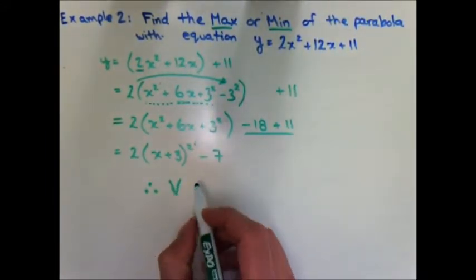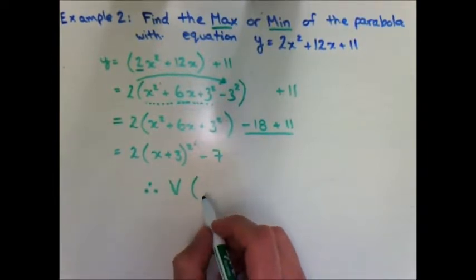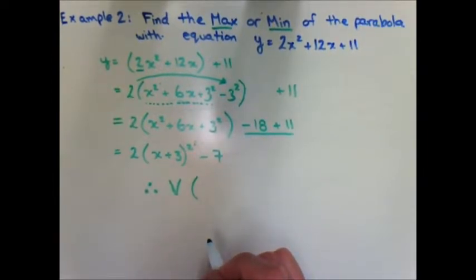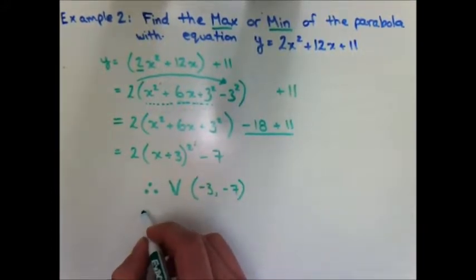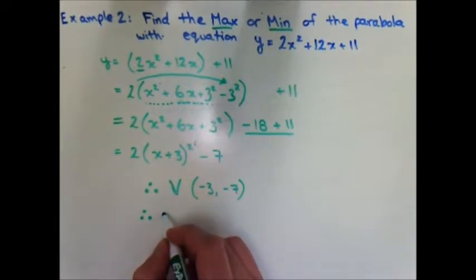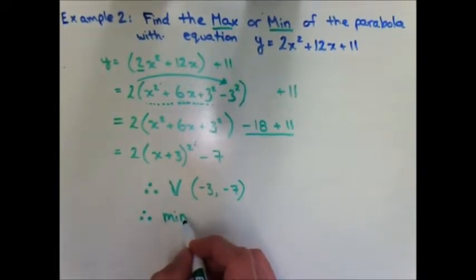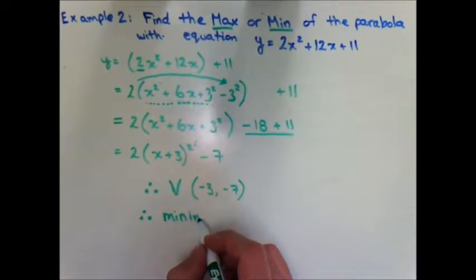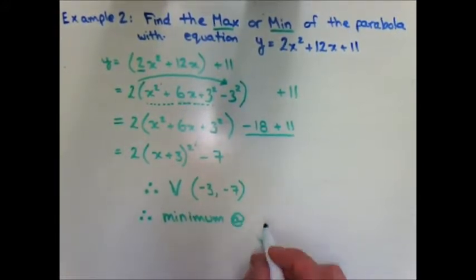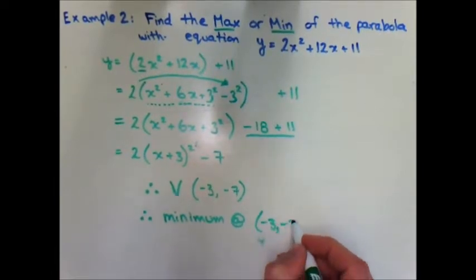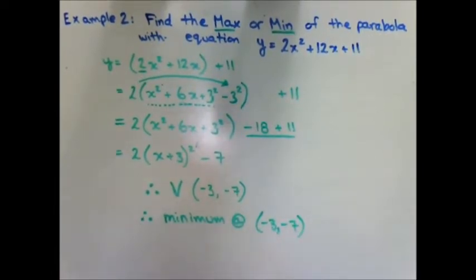So our vertex is h, k, right? Negative 3, negative 7. Therefore, we have a minimum, because we said it opens up. Minimum at negative 3, negative 7.